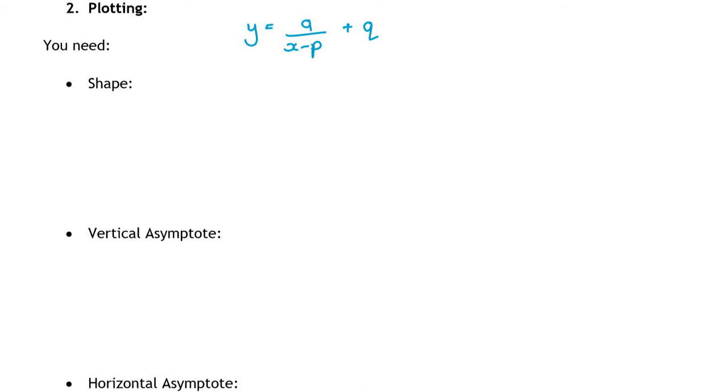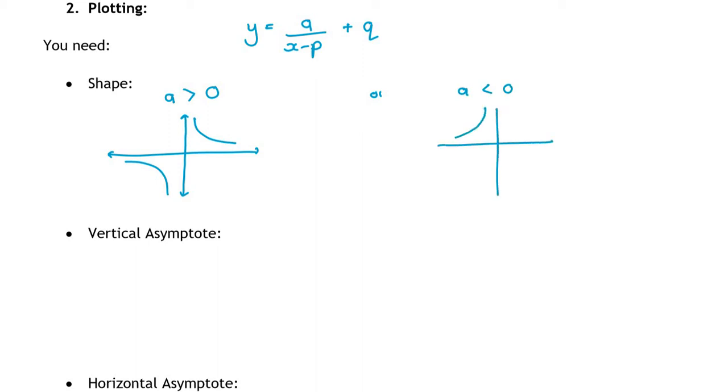So the first thing to notice, just a summary, we've said this before. Let's actually do A is positive first. Don't forget that there are two shapes to a hyperbola. If A is positive, we have one of the branches in quadrant 1 and one of the branches in quadrant 3. And if A is negative, you have one of the branches in quadrant 2 and one of the branches in quadrant 4.